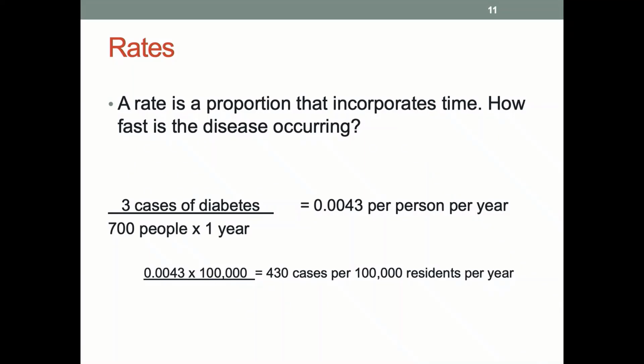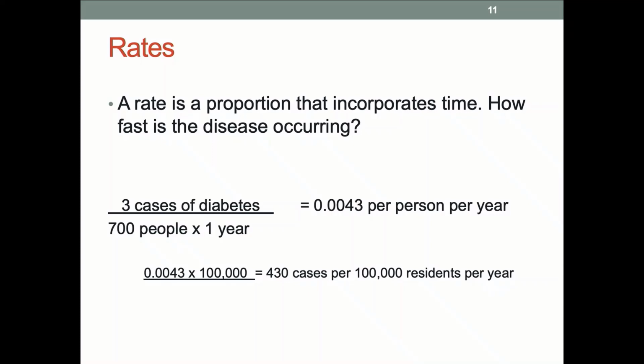And what about the rate? The rate is a proportion that has time in it. So it incorporates time. How fast is the disease occurring? So rates are used for incidence. Once you have time, then it is incidence that is involved. Prevalence does not have a time. So it's similar to a proportion, while a ratio is different.